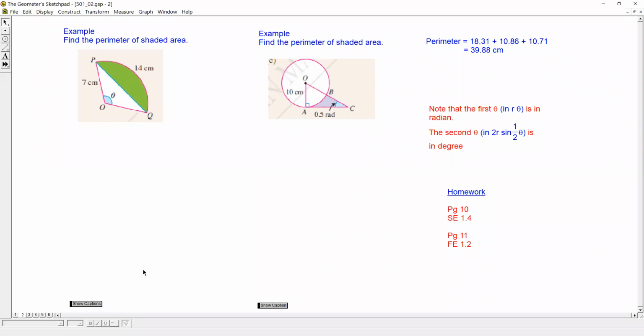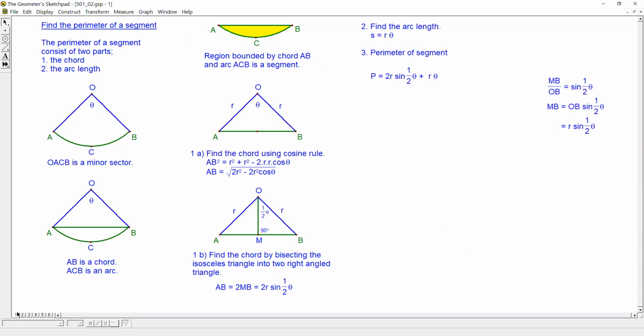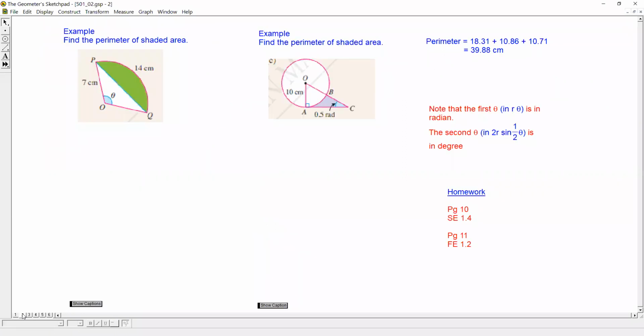So we're going to find the perimeter of the segment, the perimeter of the shaded area. I copied two questions from the textbook, right? You see the picture on the two diagrams there, they are actually cut from the textbook. So we look at this example here. Find the perimeter of the shaded area. The shaded area here is the green color. The white color is not the shaded area.